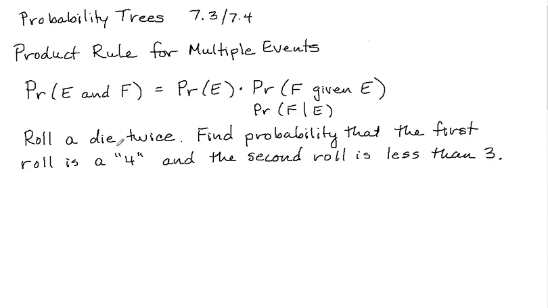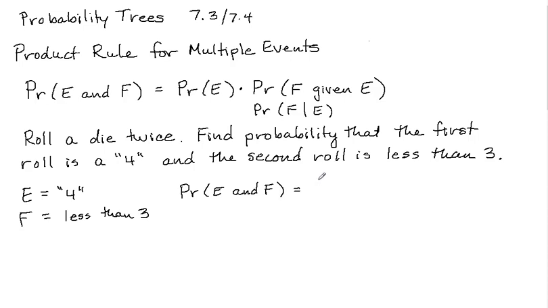Okay, so we're going to roll a die twice, so we have multiple events. We have the first roll and the second roll. Find the probability that the first roll is a 4, so that's going to be our first event, E, that I get a 4, and my second event, we'll call it F, is that I get something less than 3. Okay, so the probability of E happening, I get a 4 on the first roll, and then F happens, I get something less than 3.